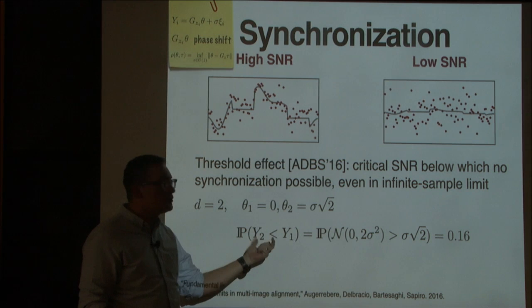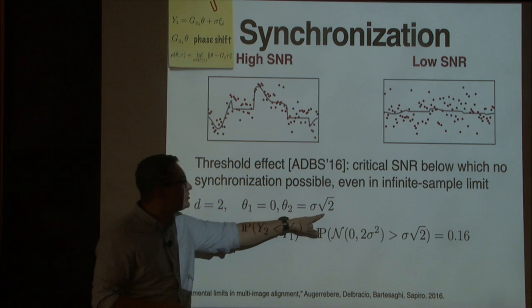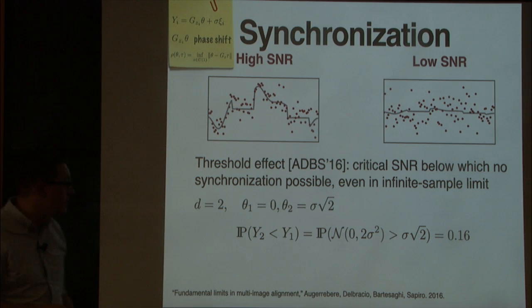And therefore, you can give me as many examples as you want. I'm never going to find what I want. I'm going to reconstruct a theta which is much larger than sigma square root 2 for the large one, and which is actually much smaller than 0 for the small one. So this is not going to work at even moderate SNR.